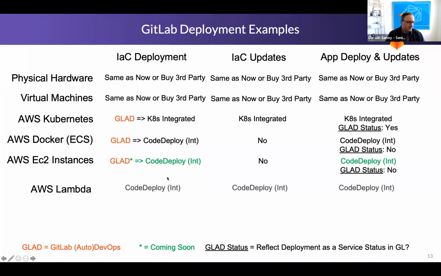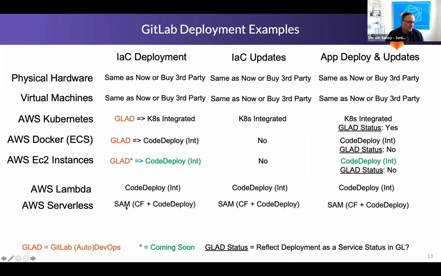AWS Lambda. If the customer wants to use Lambda, they could use CodeDeploy. We don't have this wired up to GitLab Auto DevOps. AWS Serverless, use the Serverless Application Model, which is another abstraction over CloudFormation and CodeDeploy. That's an easy way, and this is how Amazon promotes to developers how to do serverless, because they're trying to basically make ops and deployment be a non-issue for development teams. Like, they don't need an ops team.